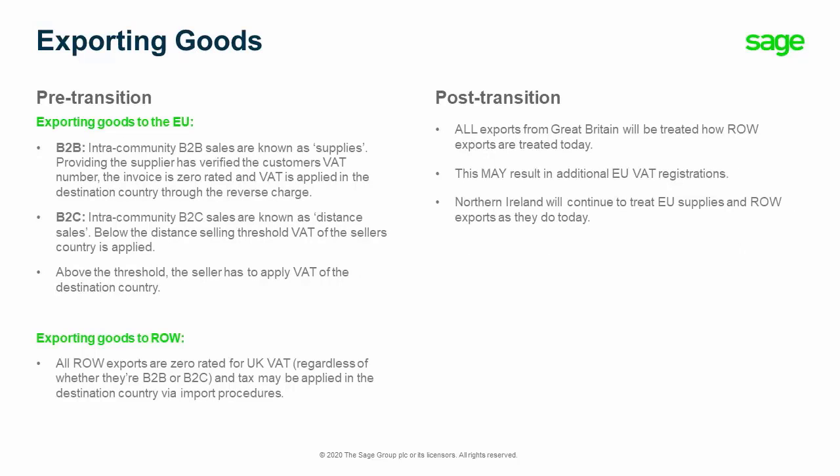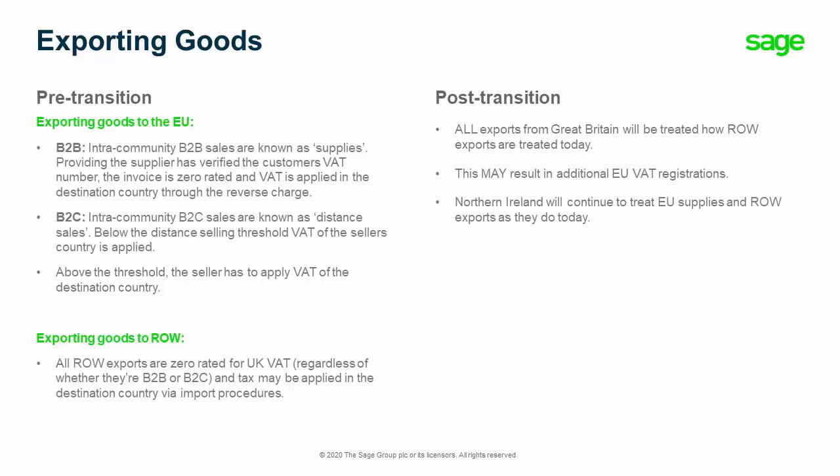Next, we have exporting goods. So pre-transition, starting with exporting goods to the EU. For business-to-business, intra-community business-to-business sales are known as supplies. Providing the supplier has verified the customer's VAT number, the invoice is zero rated, and VAT is applied to the destination country through the reverse charge. For business-to-customer, intra-community business-to-customer sales are known as distance sales. Below the distance selling threshold, VAT of the seller's country is applied. And above the threshold, the seller has to apply VAT of the destination country.